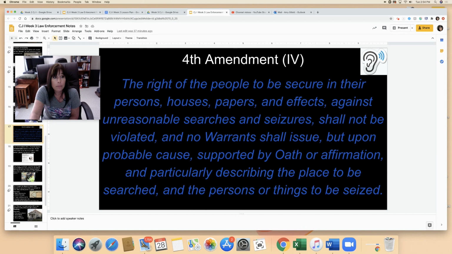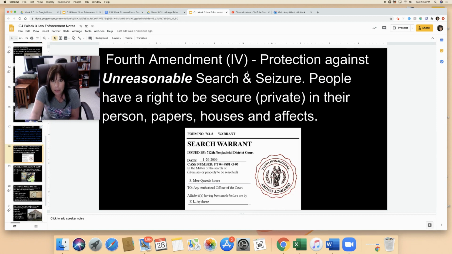So, Fourth Amendment, IV, protection against unreasonable searches and seizures. And I want you to write this down. I just said all of this, but people have a right to be secure, private, in their person, papers, houses, and effects. So I want you to have this in your notes, and this is just a little picture of a little piece of a search warrant. Again, pause the video to get this down, and then just hit play again when you're ready to keep going. I'm just going to keep going now.